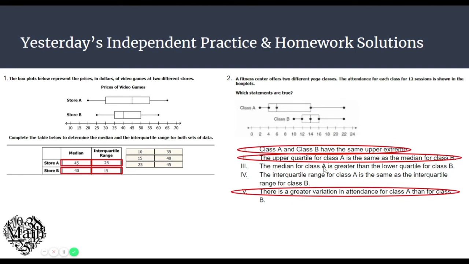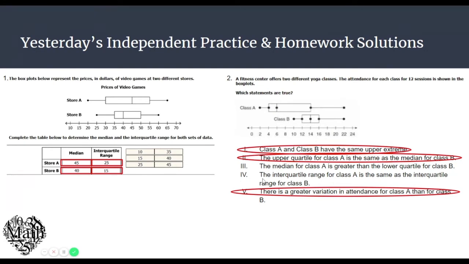The median for Class A is greater than the lower quartile for Class B. So the median for Class A is right here at 6. We want to know if that is greater than the lower quartile for Class B. So the lower quartile is the left side of the box, which is 12. So is 6 greater than 12? No, it is not, so that is incorrect.